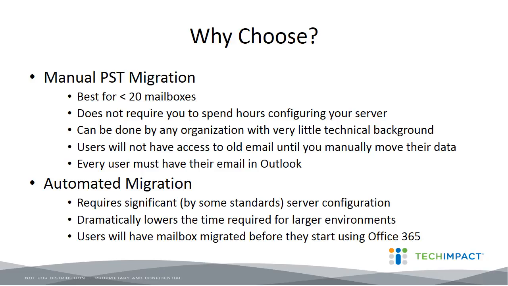Which you can actually do with Google Apps, using they have like a sync tool. Or with IMAP, or if you've been popping with your mail, you can get all that stuff into Outlook. An automated migration requires pretty significant, at least by some standards, server configuration, but it's really the only option if you have a lot of mailboxes, right? Because it's much, much, much faster. Users in an automated migration will already have their mail migrated before they start using Office 365, which can make the transition a little bit more straightforward.